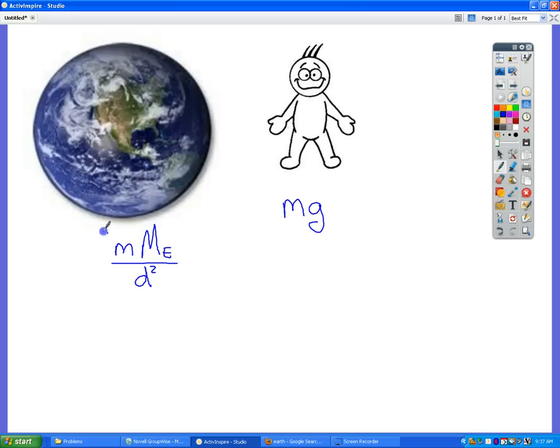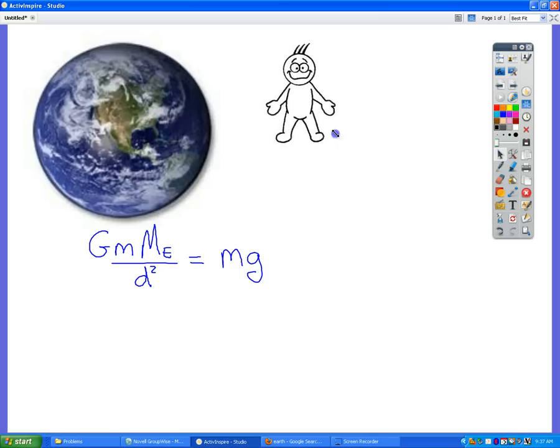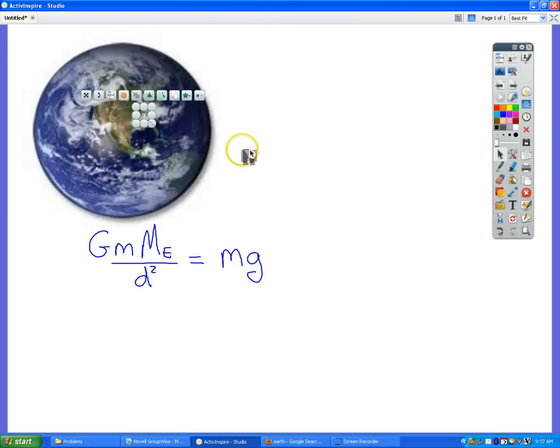We can also plug in, if you remember, that universal gravitational constant, which is 6.67 times 10 to the negative 11th. If we set the two equations equal to each other, we're just going to take the mg here and move it over here. We'll notice that if I take you and make you the appropriate size and put you on the Earth, somewhere there in Indiana, you're just way too small.